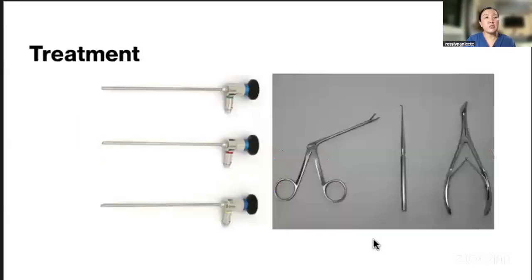How do we treat foreign bodies? We have this rigid nasal endoscope that aids us in removing or visualizing the foreign object. And also we have these tools. Depending on the shape and the size of the foreign object, we use these instruments. Okay, so we are done with the nose. We would move on to the throat.